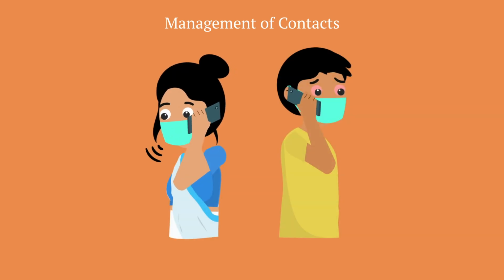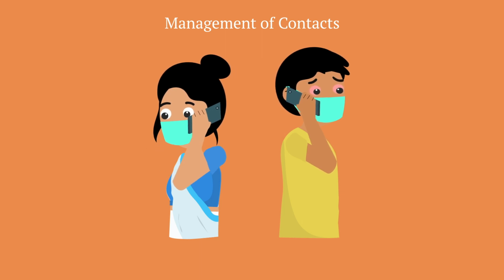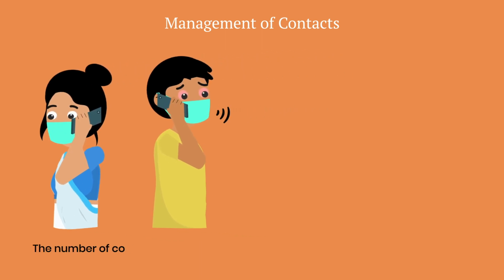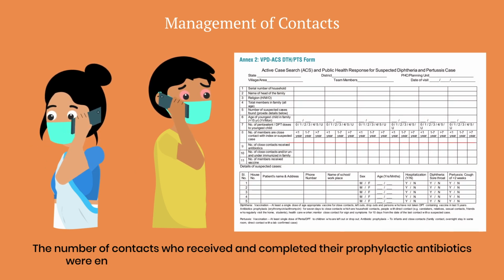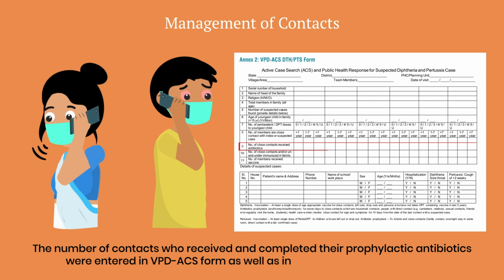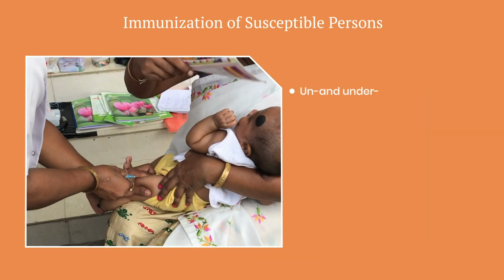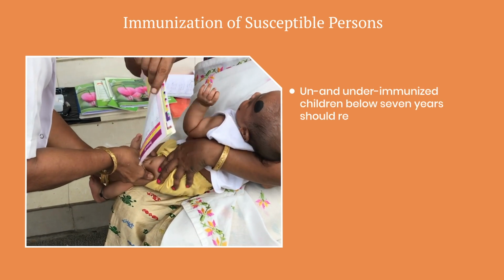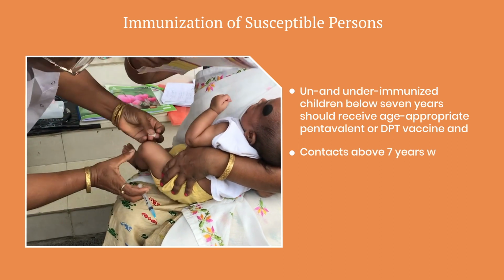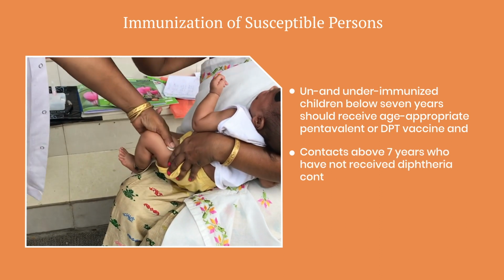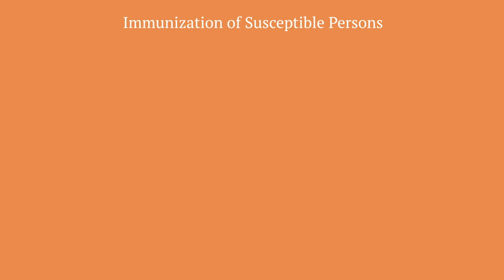The surveillance staff monitored contacts through daily telephonic communication with them to find new symptoms. The number of contacts who received and completed their prophylactic antibiotics were entered in VPD ACS form as well as in the case investigation form. Un- and under-immunized children below 7 years should receive age-appropriate pentavalent or DPT vaccine, and contacts above 7 years who have not received diphtheria-containing vaccine in last 5 years should receive a dose of TD vaccine.